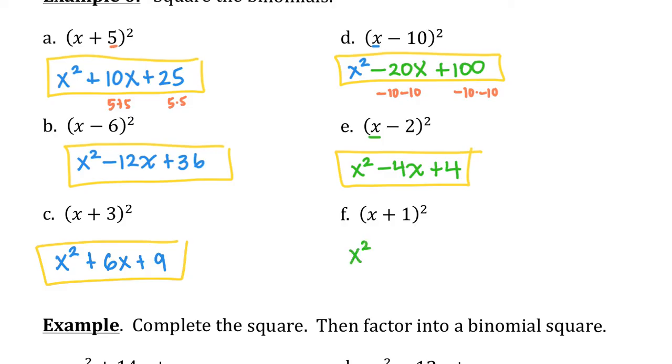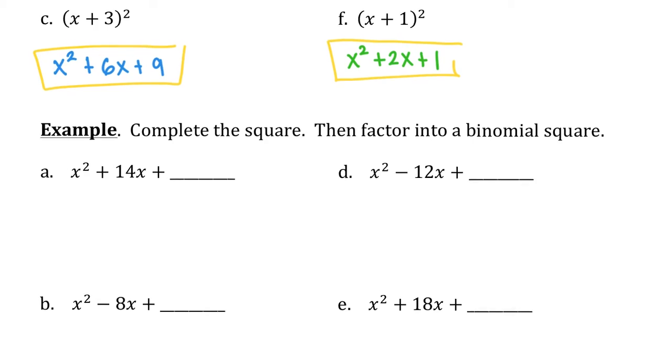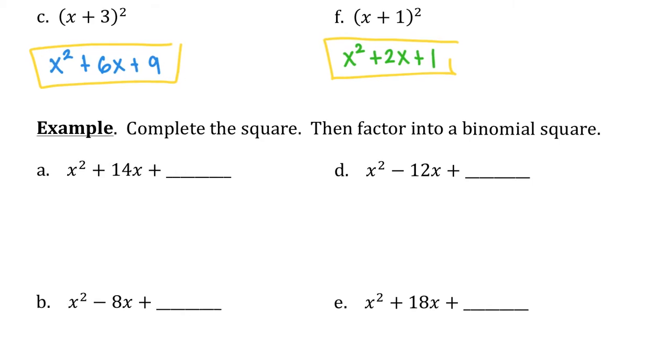x squared, 1 plus 1, 2x. 1 times 1, 1. And if you forget, you can always multiply it out the long way using the box or by distributing. Okay, now completing the square is when we try to figure out in this expression what number goes here so I can factor it into a perfect square.